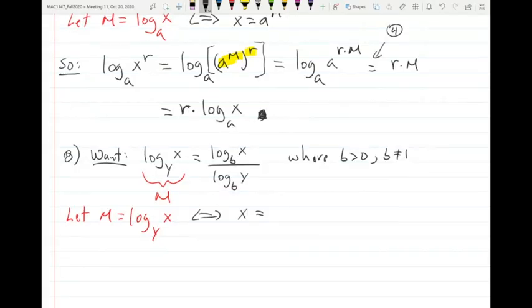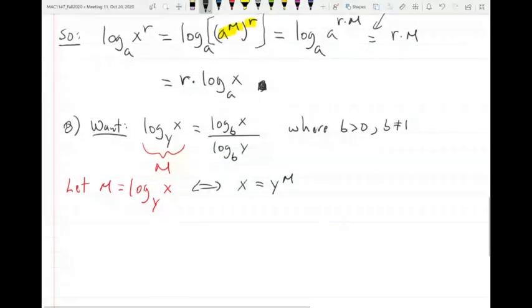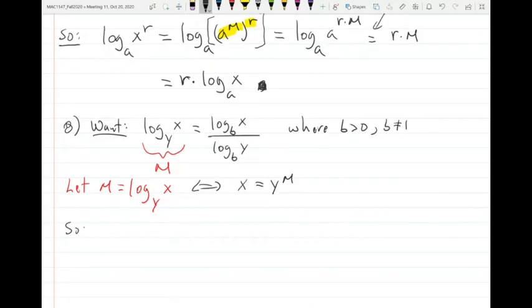Well, x is not equal to m. So how do you write this using exponentials? You have y to the m equal x. Very good. So x equals y to the m. Okay, all right. Good.